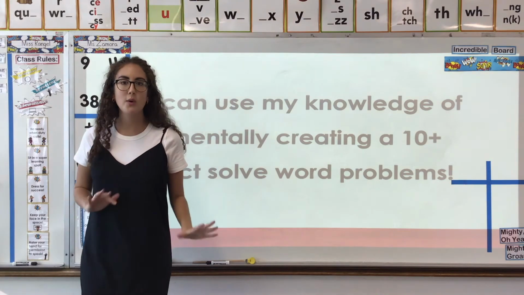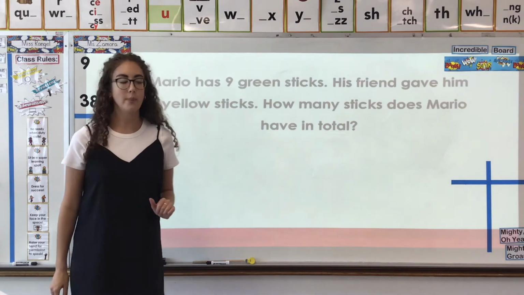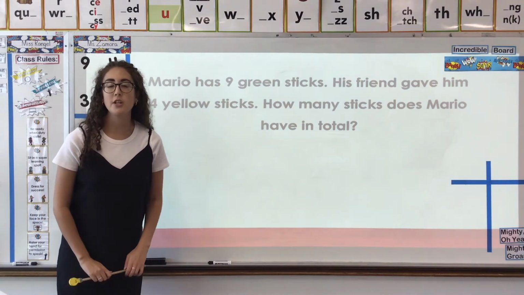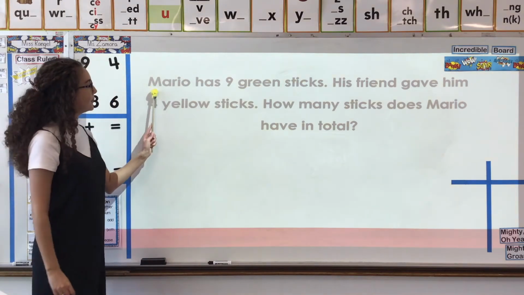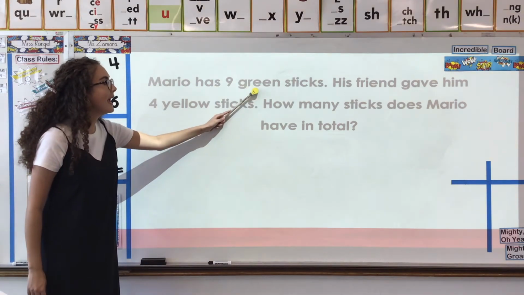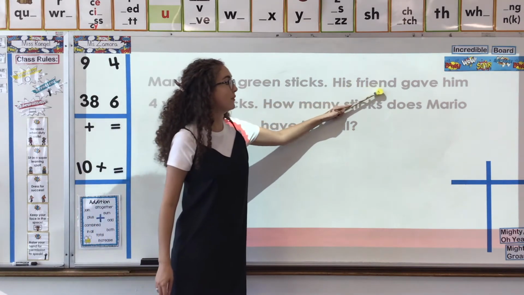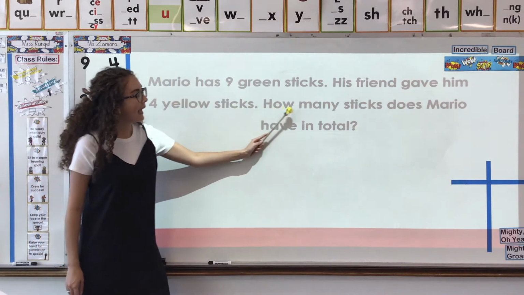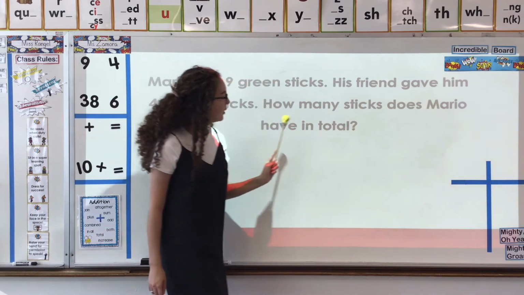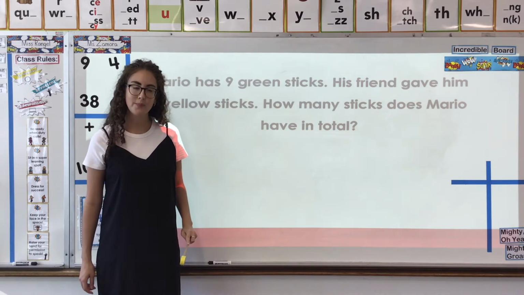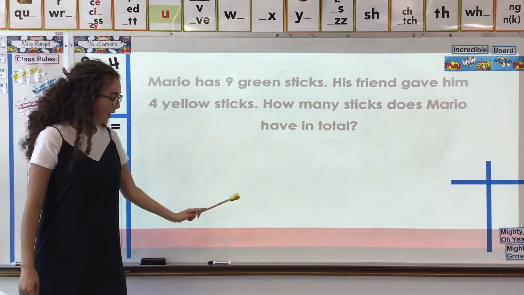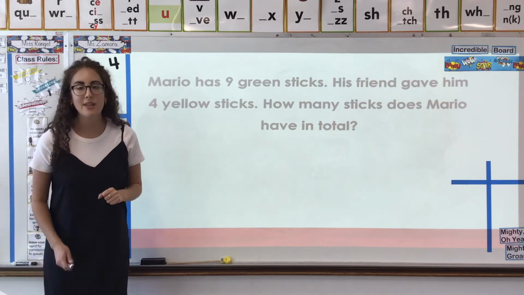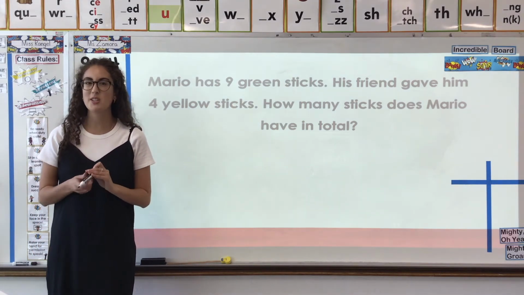So let's start using our skills on our first word problem. Okay, Super Scholars, I'm going to read this problem and I want you to follow along with your eyes. Here we go. Mario has 9 green sticks. His friend gave him 4 yellow sticks. How many sticks does Mario have in total? Okay, the first thing we want to notice is the numbers. Where are the numbers in this problem that we're going to be working with? You want to circle them.